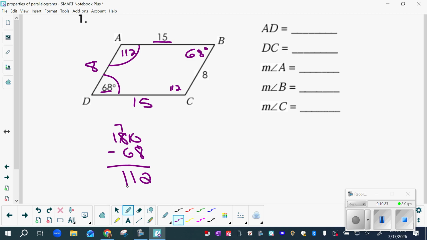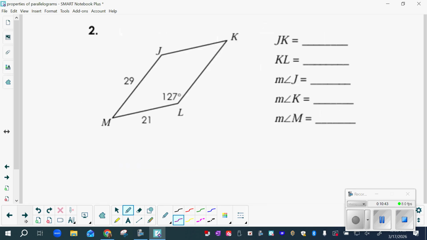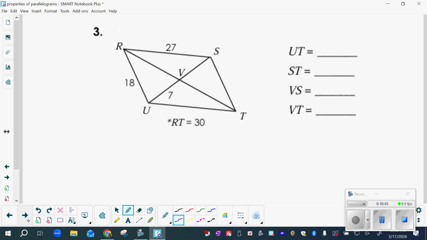Okay, we're going to skip ahead. We're going to skip number 2 and go to number 3. Here we go. This one's a little tricky. Are you ready? Before we start, let's put everything we know down.